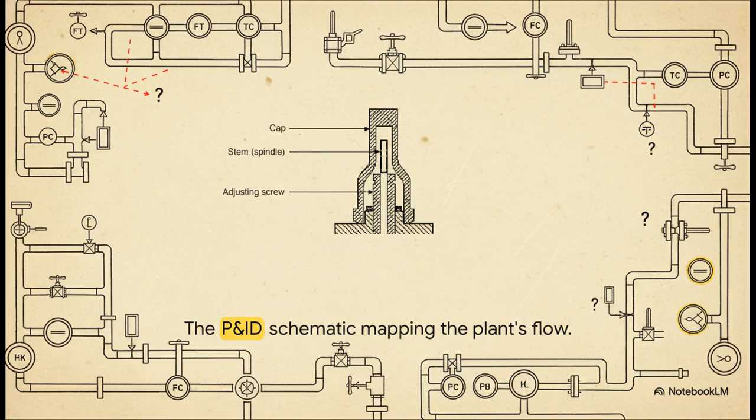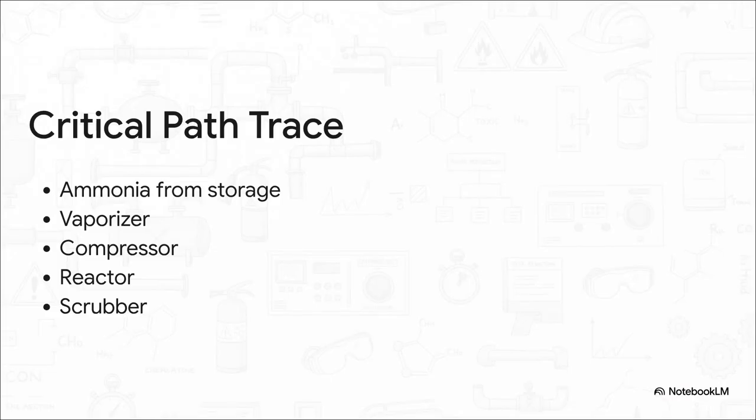They want to know exactly where pressure could dangerously build up if, say, a pump fails or a valve gets stuck. Let's act as a tour guide for a second and navigate that schematic by tracing just one critical path. We start with liquid ammonia drawn from storage. It's sent to a vaporizer to be converted into a gas, then forced into a compressor to drastically increase its pressure. From there, it's pushed into the main reactor, where the volatile magic actually happens.